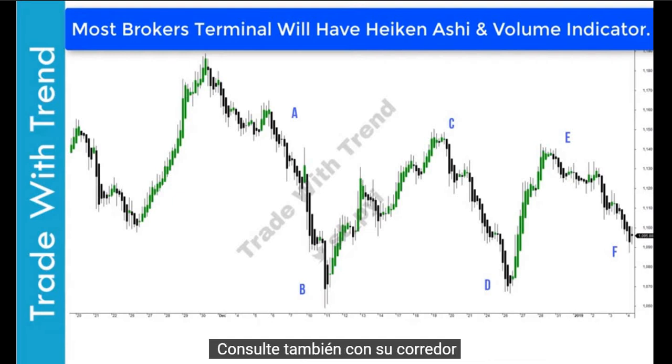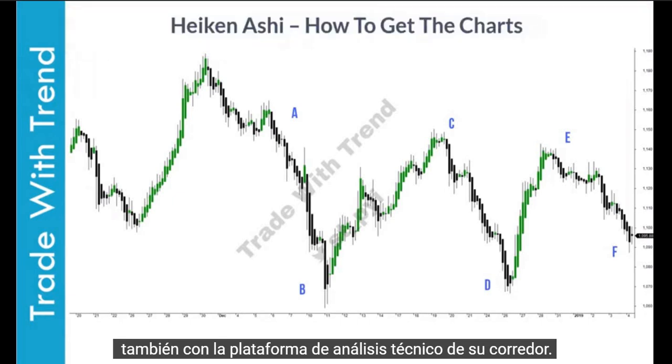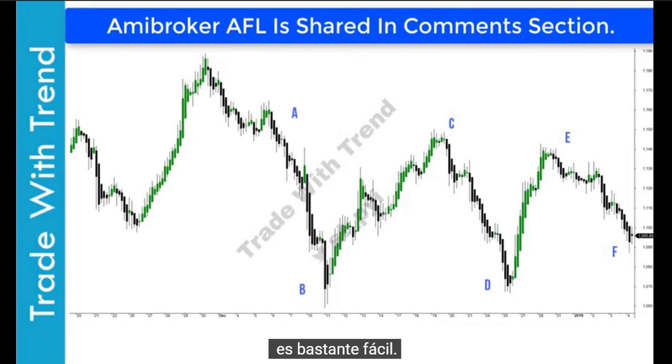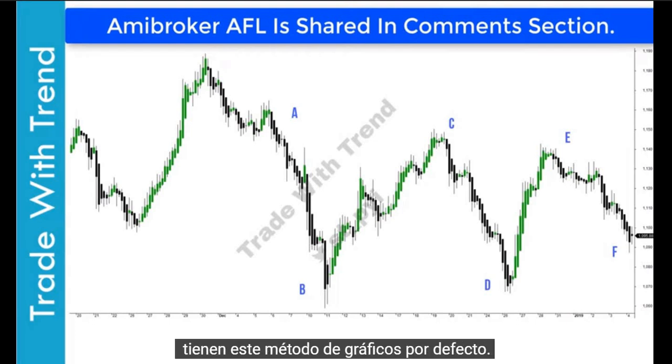Do check with your broker as well, as such standard charts are now available on your broker's technical analysis platform as well. If you're using software like NinjaTrader, Metastock and ME Broker, then getting Heiken charts is fairly easy. Most technical analysis software has this charting method by default.